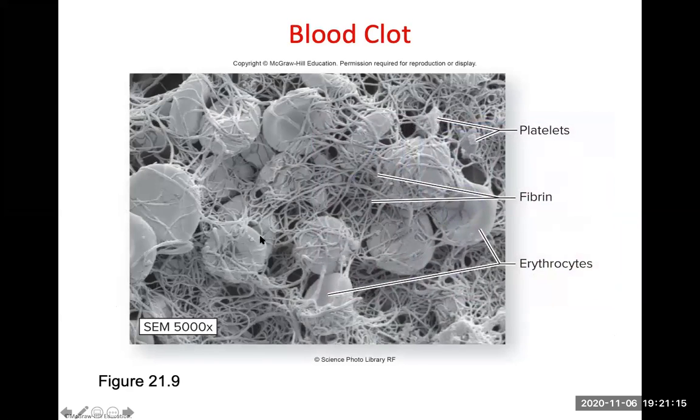They're much smaller than the red blood cells and the leukocytes. Here's a look at a blood clot. Eventually platelets will attract these fibrin strings, and they will form a clump or a plug, which will trap erythrocytes or the blood to try to form a blood clot.